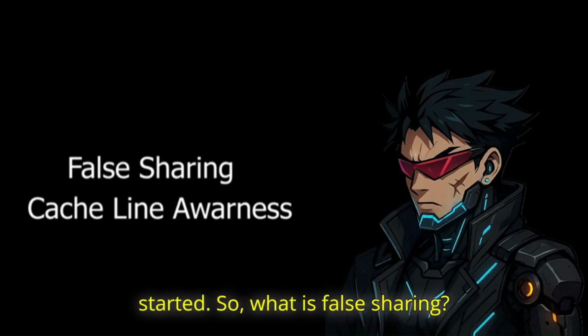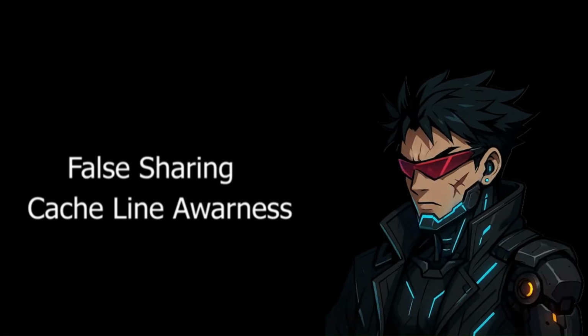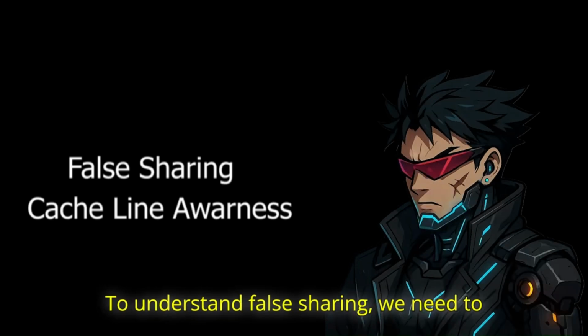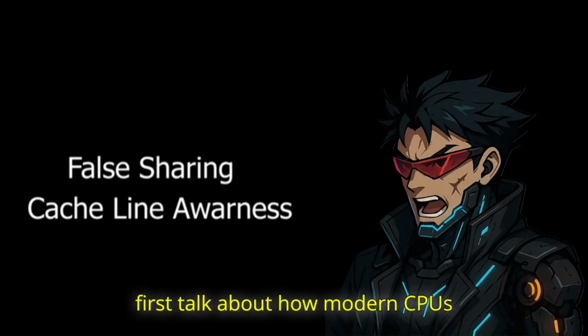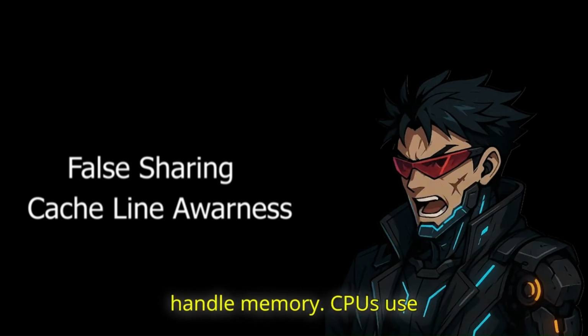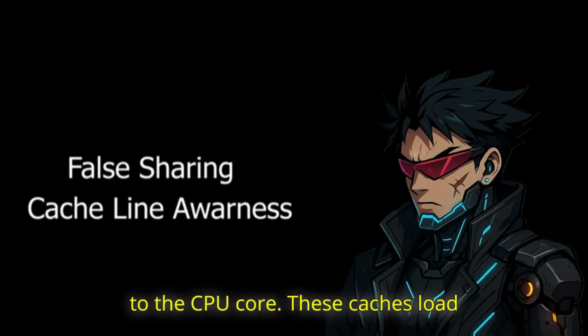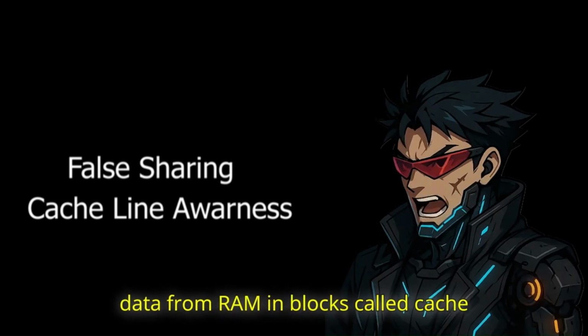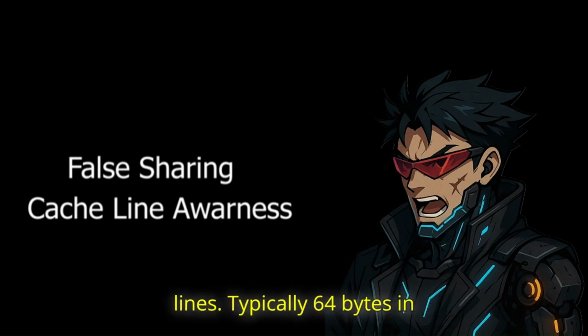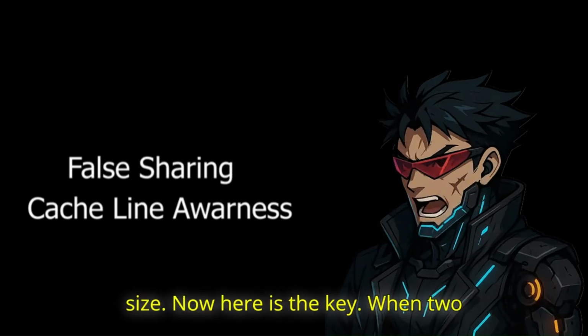Let's get started. So, what is false sharing? To understand false sharing, we need to first talk about how modern CPUs handle memory. CPUs use caches, very fast memory that sits close to the CPU core. These caches load data from RAM in blocks called cache lines, typically 64 bytes in size. Now, here is the key.